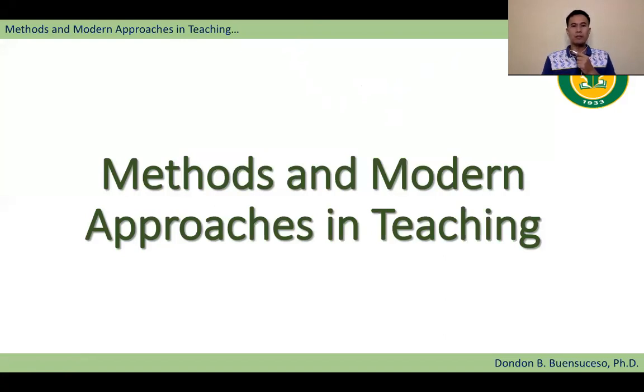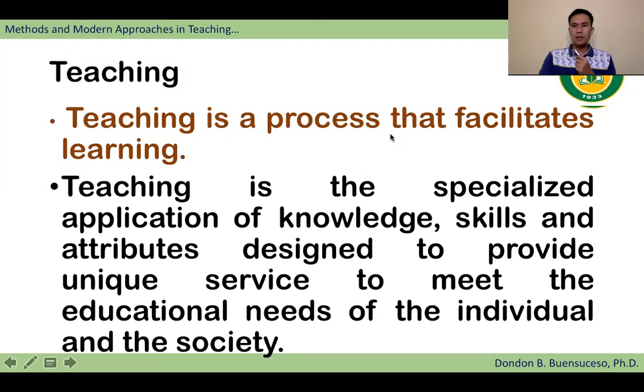So this is methods and modern approaches in teaching. Allow me now to discuss some of the important terminologies that you should know in this course. First, of course, teaching. What do you mean when we say teaching? This is a process that facilitates learning. Remember the words facilitates learning. It's not all about the teacher talking. It's not all about the teachers discussing the lesson, but it's all about the teachers facilitating learning.